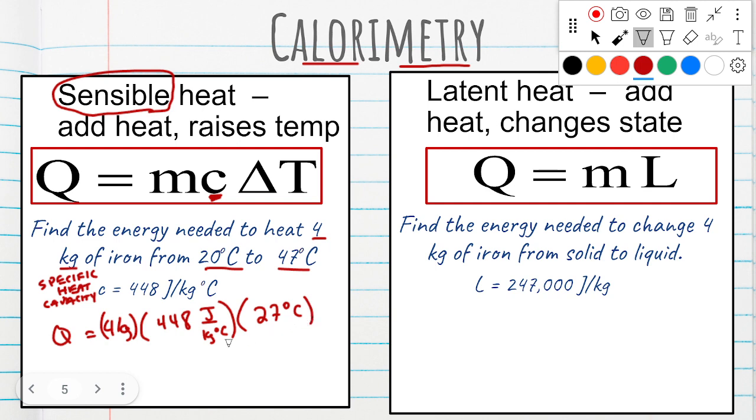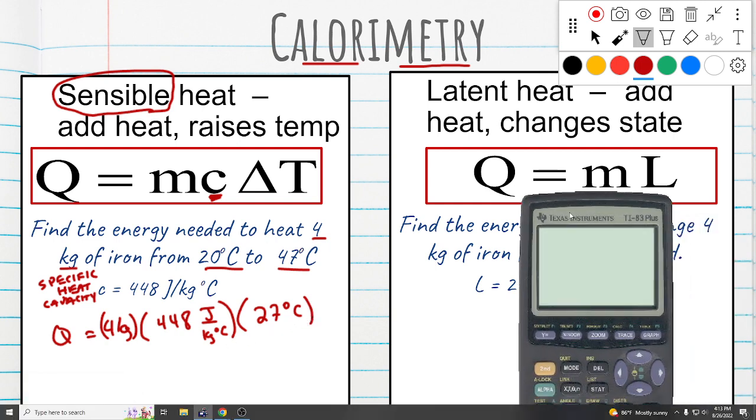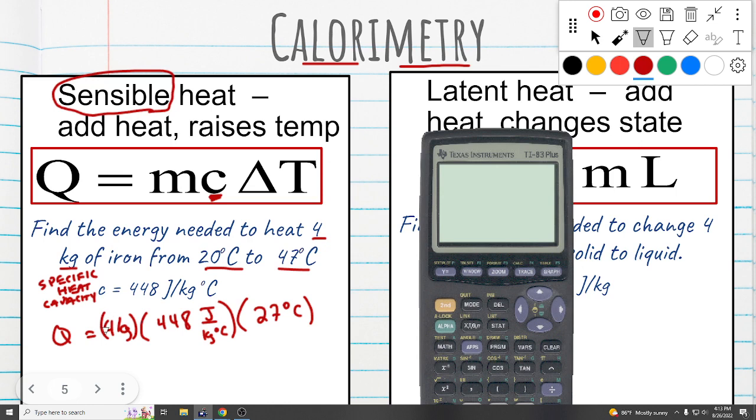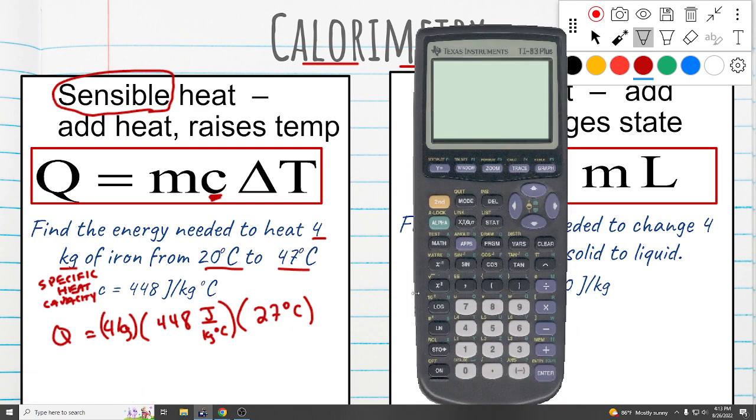And you can see how much sense that formula makes. If I had more mass, then I'd have to add more heat. Or if it was harder to heat that particular metal or substance, then I'd need more heat. And if I wanted to change the temperature more, then I'd have to add more heat. So they're all linear like that. You just go 4 times 448 times 27, and you'd get this amount right here.